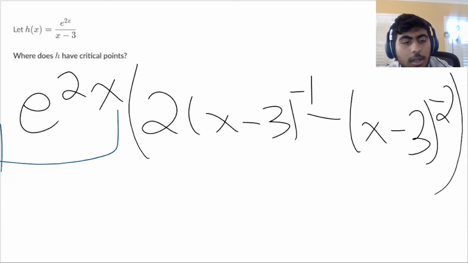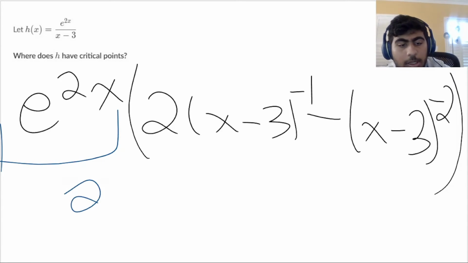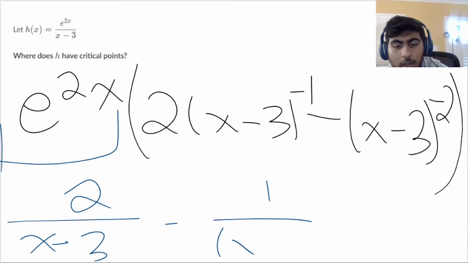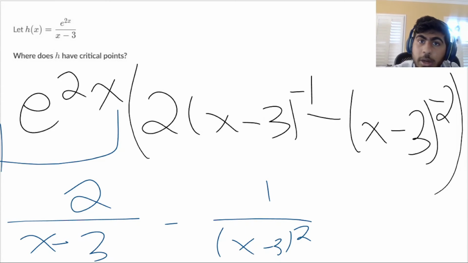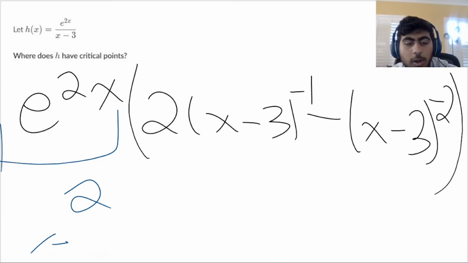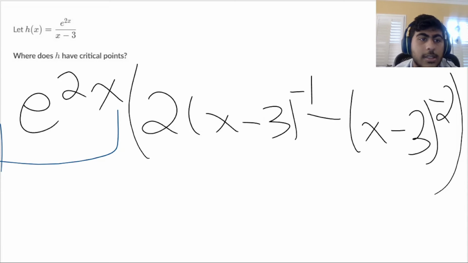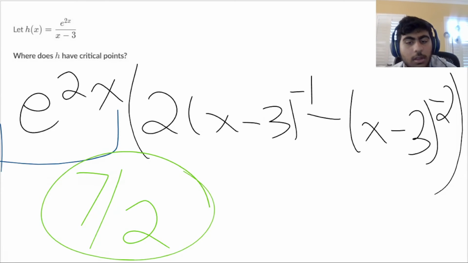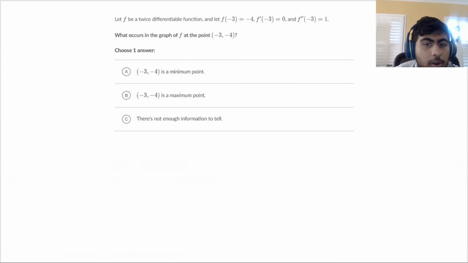This part is not 0. The other part is going to be this. Now we multiply the x minus 3 squared to both sides, and we get that 2 times x minus 3 is equal to 1. So that means that x minus 3 is going to be 1/2. So x is going to be 3.5 or 7/2. That's our answer.